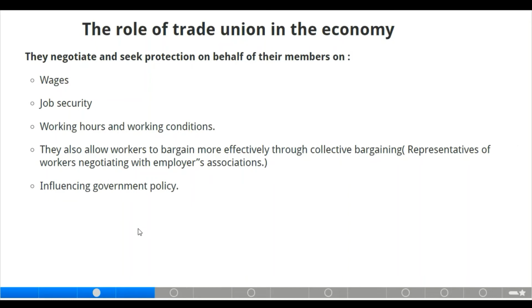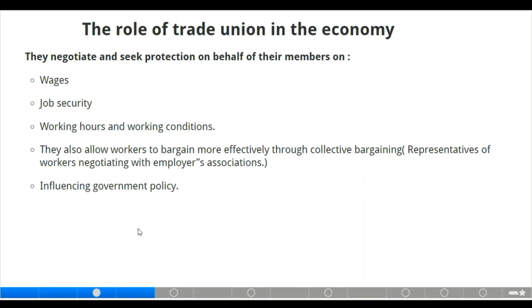What are the roles of the trade union? That is, what are the roles of the association that fights for their interests? They negotiate and seek protection on behalf of their members on what? On wages, that is their pay, their salary. And the second one, job security: they fight for job security also, to secure good jobs. Now we have working hours and working conditions also.